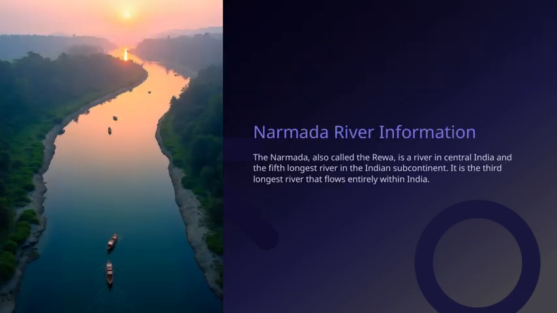The Narmada River, also known as the Rewa, is a significant waterway in central India. It holds the position as the fifth longest river in the entire Indian subcontinent, which is quite impressive given the size of the region. What makes it even more notable is that it is the third longest river that flows entirely within India's borders, highlighting its importance within the country's river systems.